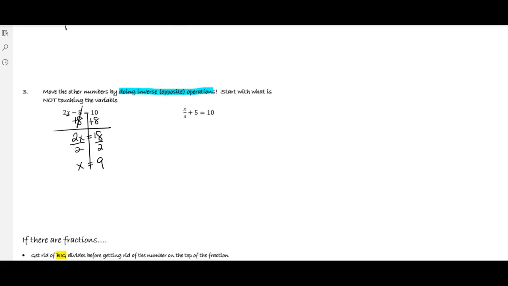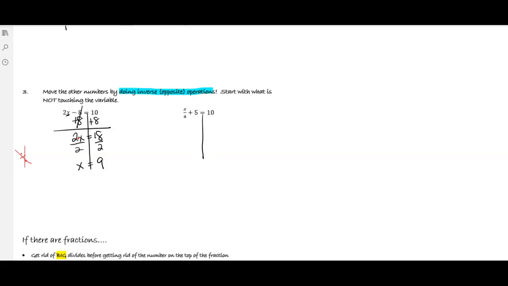So remember, probably remember, but just in case, it's been a while: when a number's touching a variable, that means times. And so the way I get rid of it is a divide. I don't write this sign that often. I usually do a divide with a fraction. All right, over here, same idea.